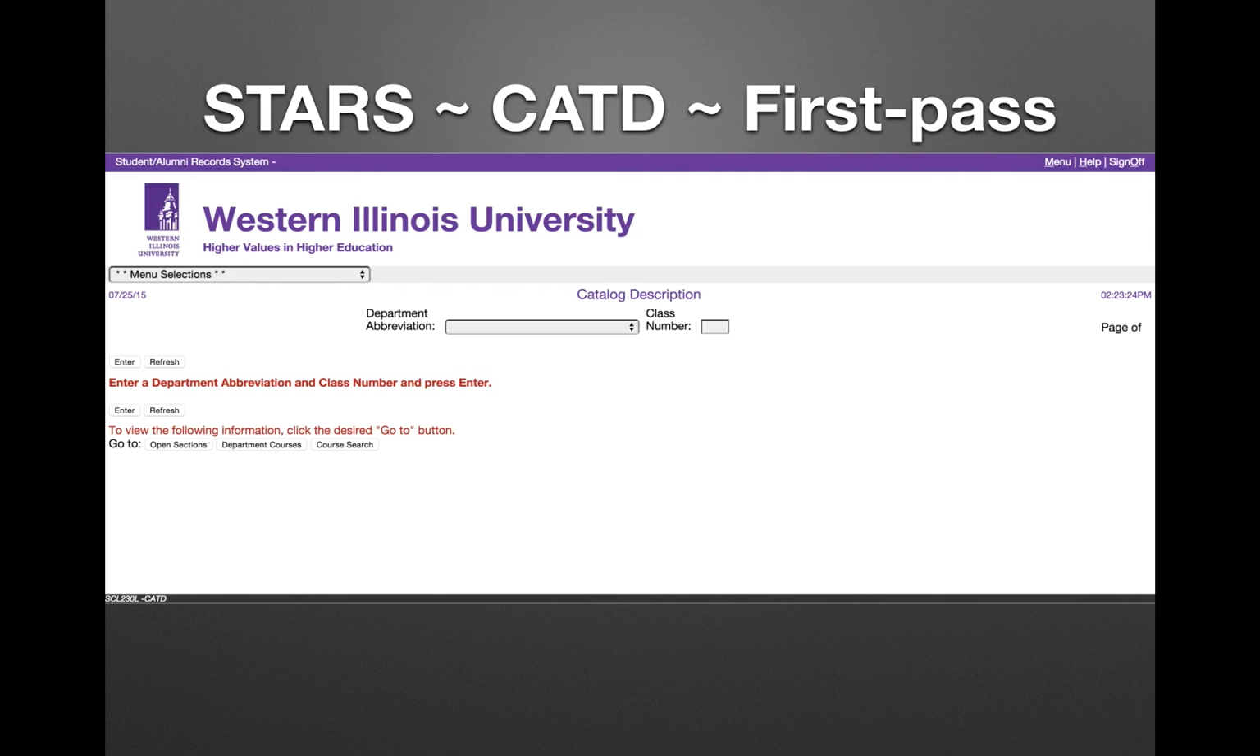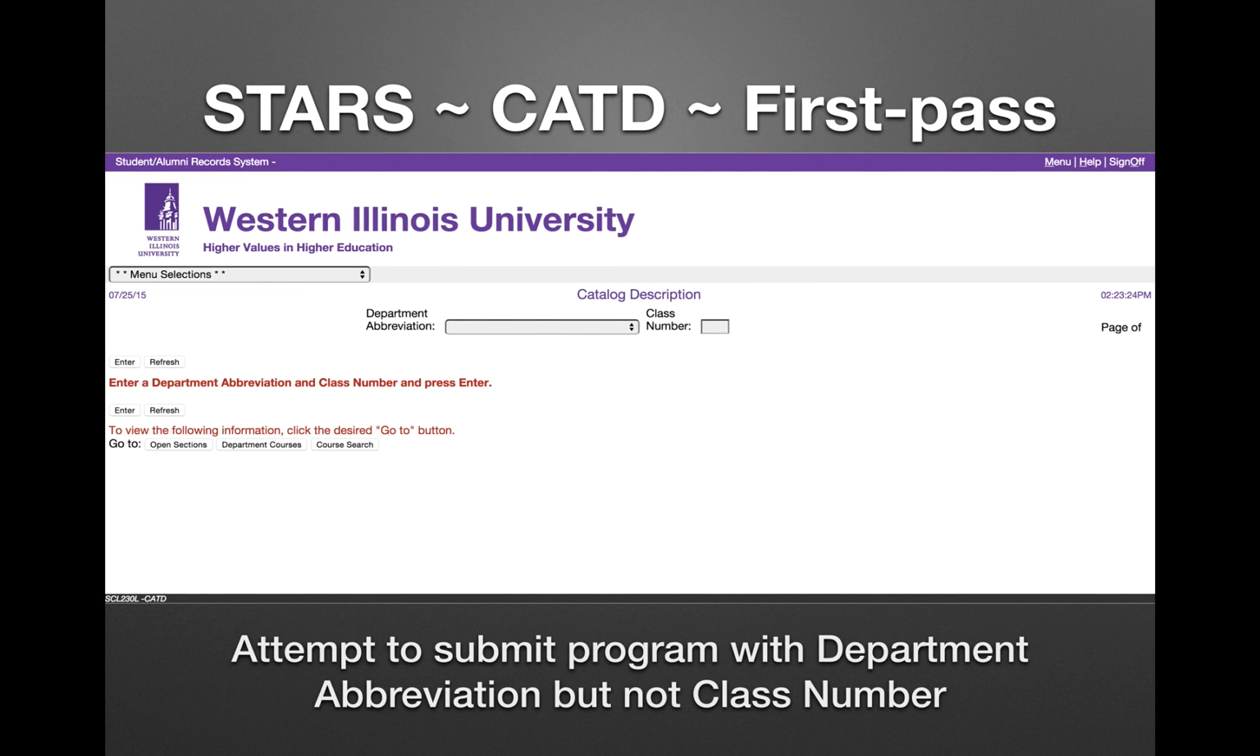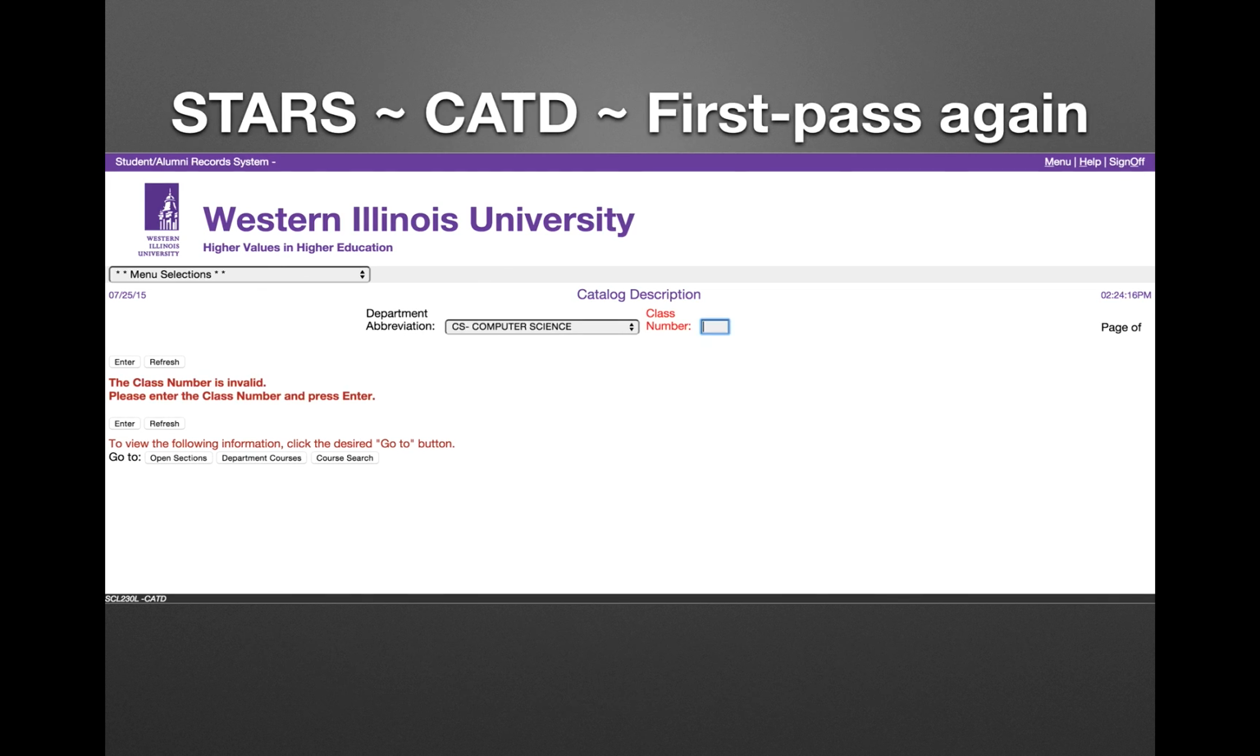Here we see a STARS session with the CATD catalog description screen on the first pass. We will attempt to submit the program with only the department abbreviation filled in and not the class number. Doing so is not enough information to successfully get us to the second pass, but instead we are taken to the first pass again with class number highlighted in red, indicating an error.